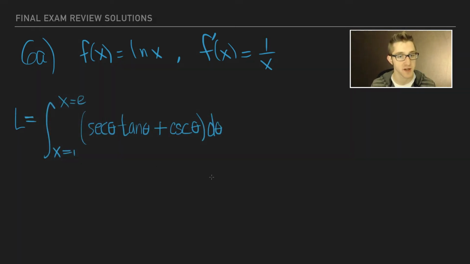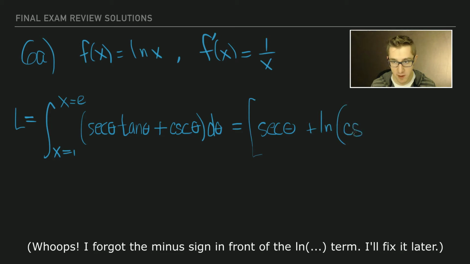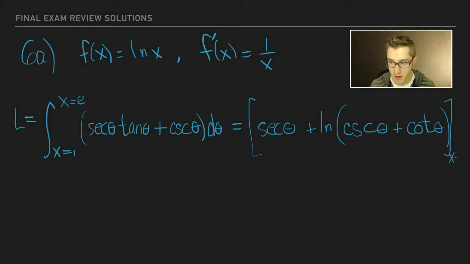Okay, so now I've moved this expression up here, and we're going to continue to evaluate. Now I can write down antiderivatives. I know that the antiderivative of secant times tangent is just secant theta. And for cosecant, I have the natural log of cosecant theta plus cotangent theta. There would be a plus c if I was doing an indefinite integral. But this is a definite integral, and we're going to evaluate from x equals 1 to x equals e.